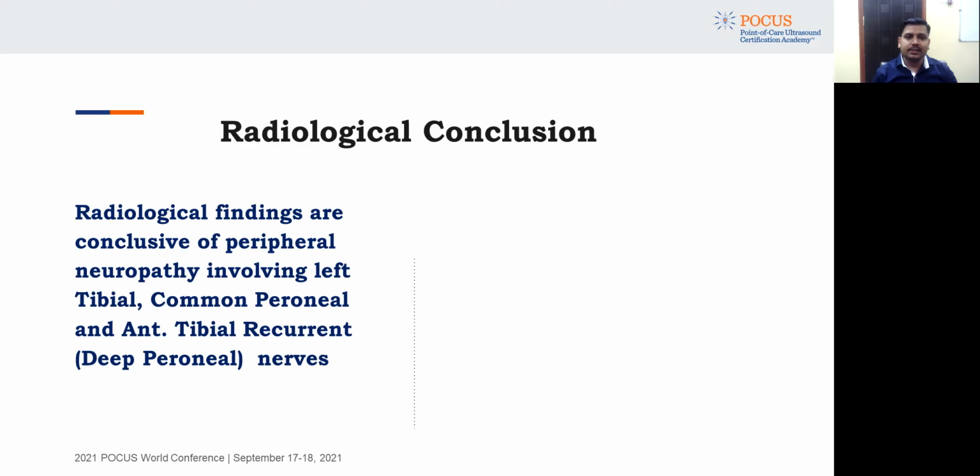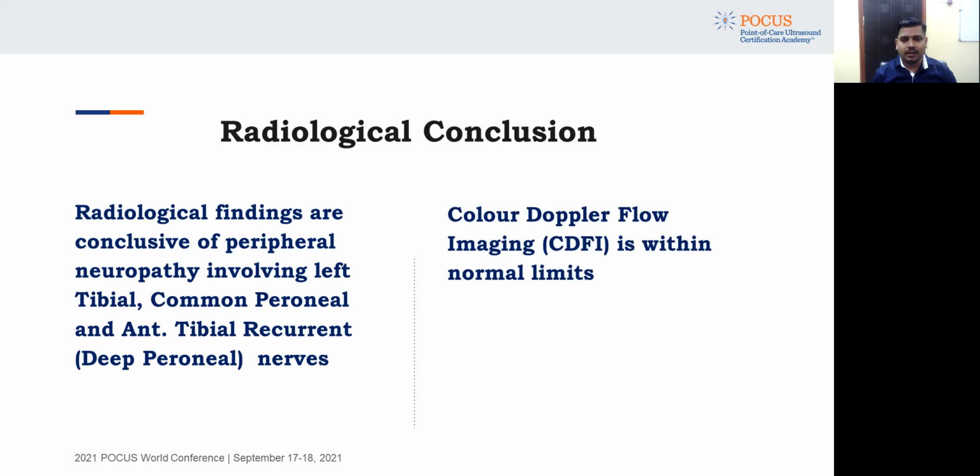There was significant increase in the cross-sectional area of the left tibial, common peroneal, and deep peroneal nerves with altered echo texture, that is hypoechoic echo, suggestive of peripheral neuropathy, while the color Doppler flow imaging was absolutely normal. So, in this case, there was peripheral neuropathy affecting the left tibial, common peroneal, and deep peroneal nerves.